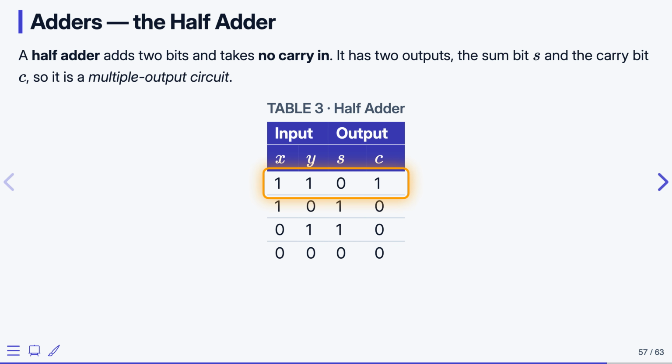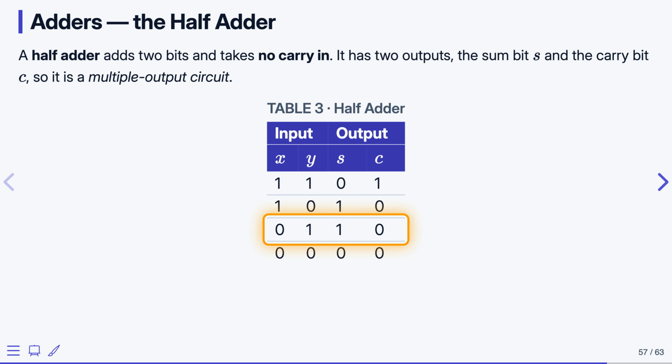In the top row, both bits are 1. 1 plus 1 is 2, and 2 in binary is 1, 0. So the sum bit is 0 and the carry bit is 1. Next, x is 1 and y is 0. The answer is 1 with no carry.